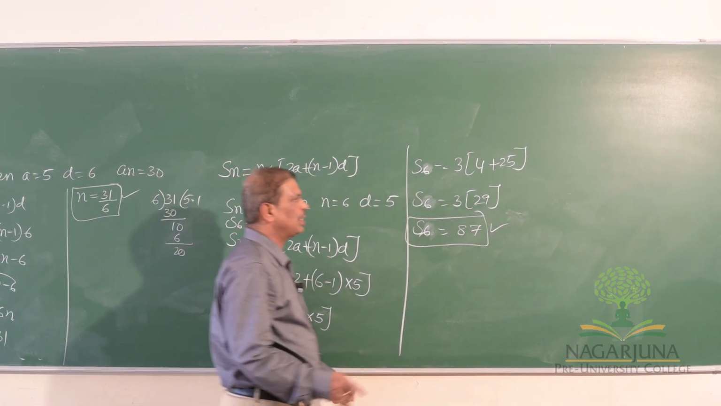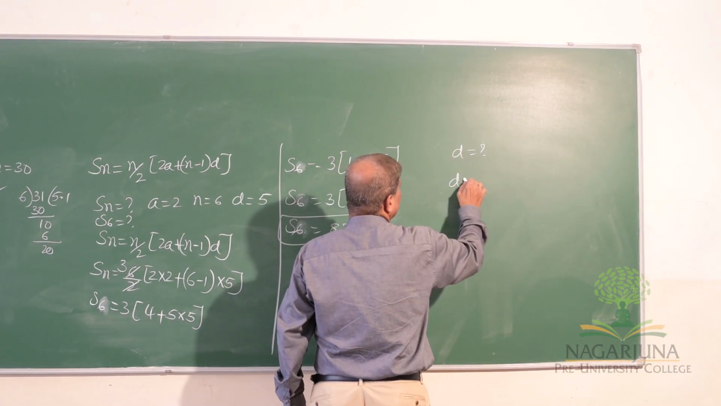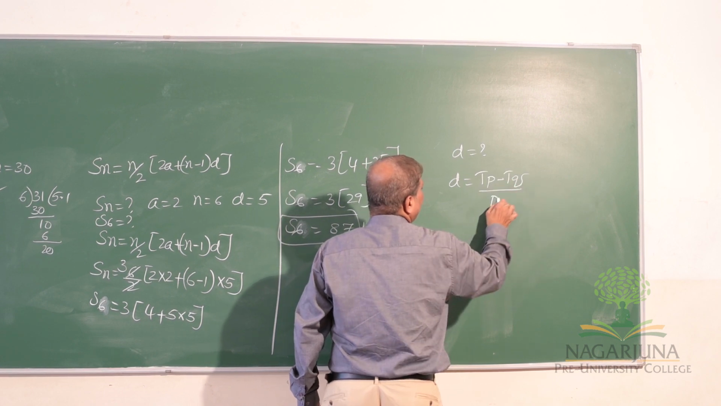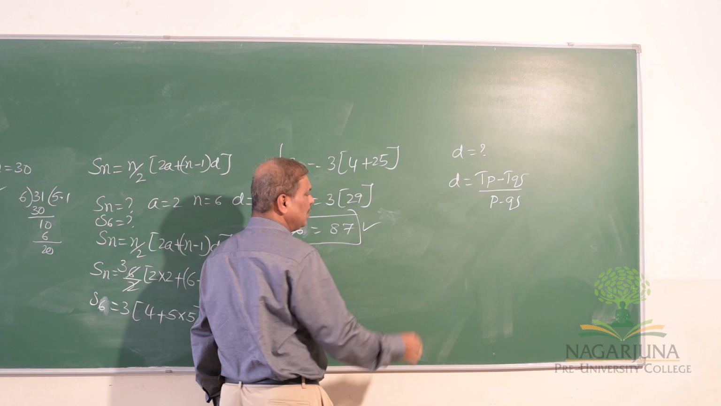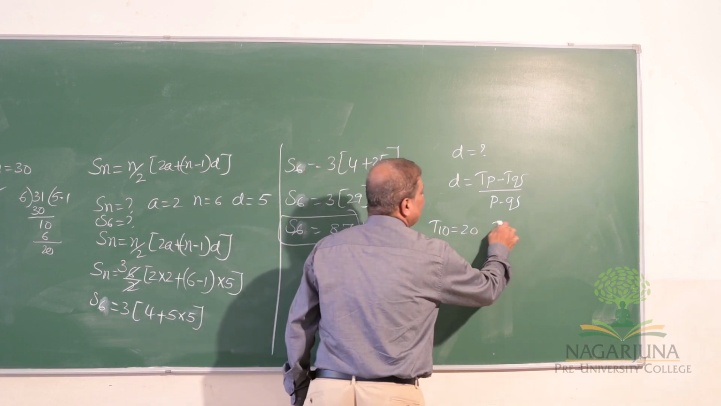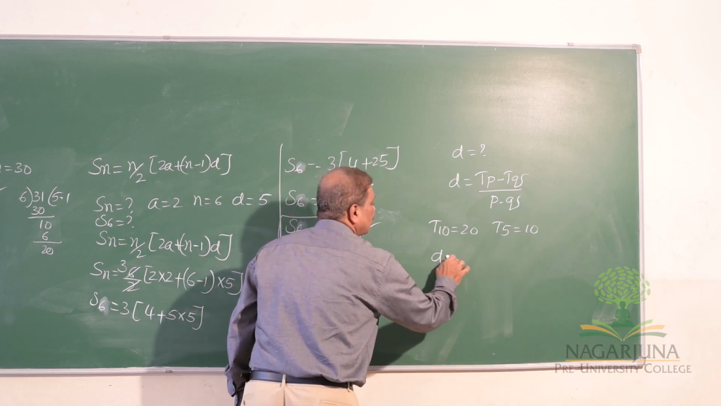So there is one more. How to find d? See, one formula is there: d is equal to (Tp minus Tq) by (p minus q). So here T10 is given as 20, and T5 is given as 10, and then we have to find d.